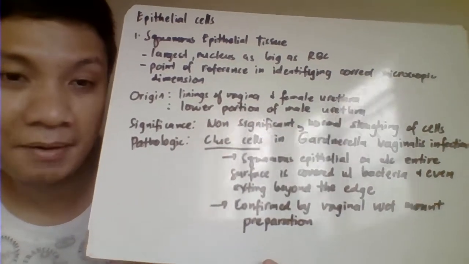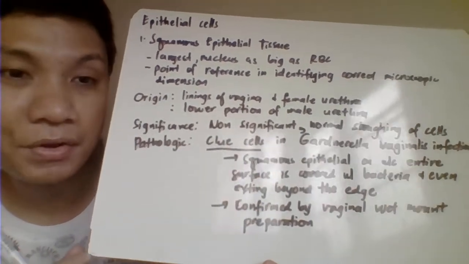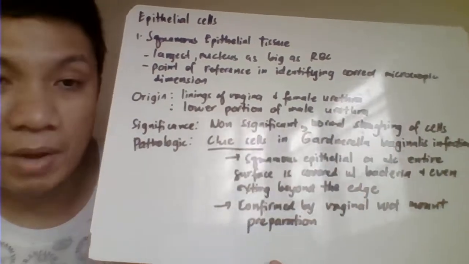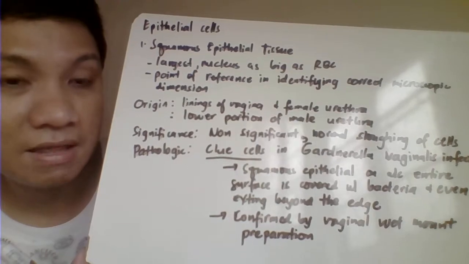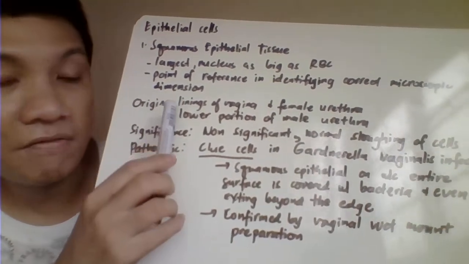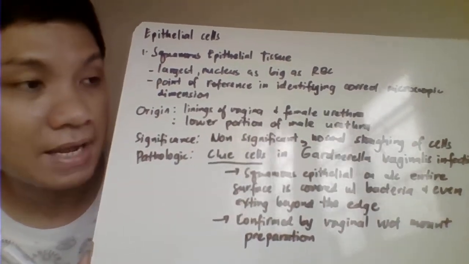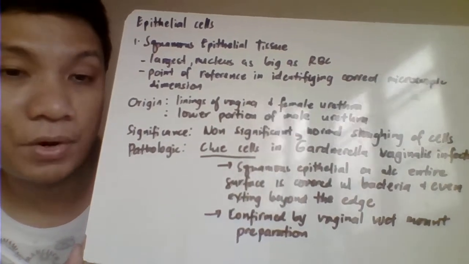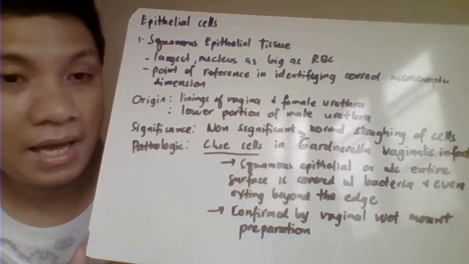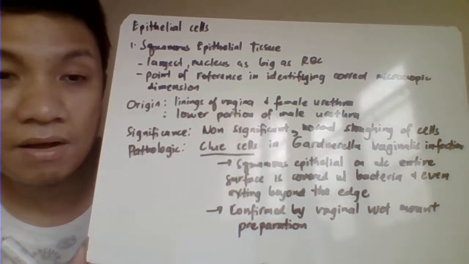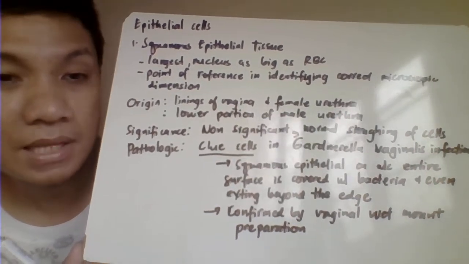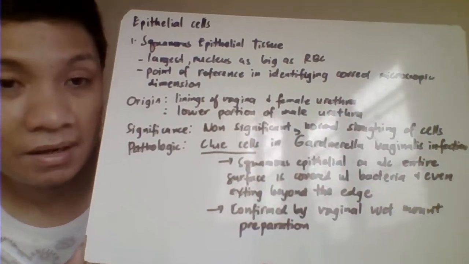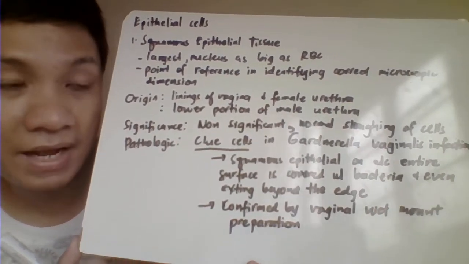Okay, the best way to collect the sample here is through your midstream clean catch na specimen. Okay, so your squamous epithelial tissues originate in the following areas in our body. For the female, it lines the vagina, it lines the female urethra, and even the lower portion of the male urethra. And the presence of your squamous epithelial tissue here is of no clinical significance. Okay, hindi siya significant.